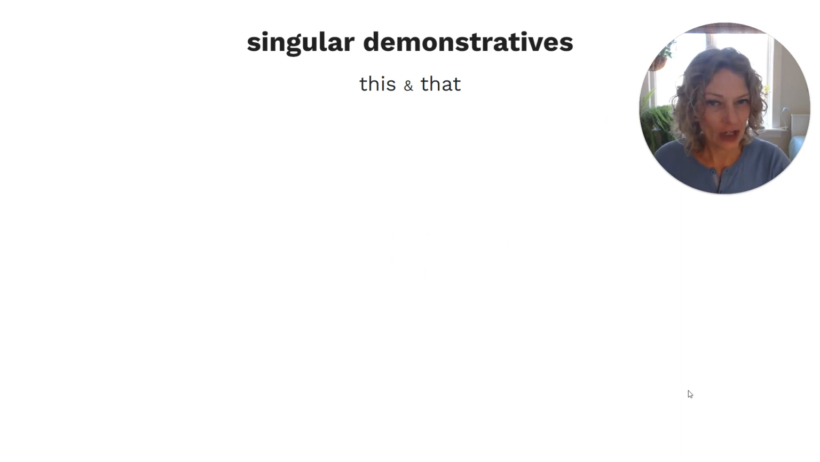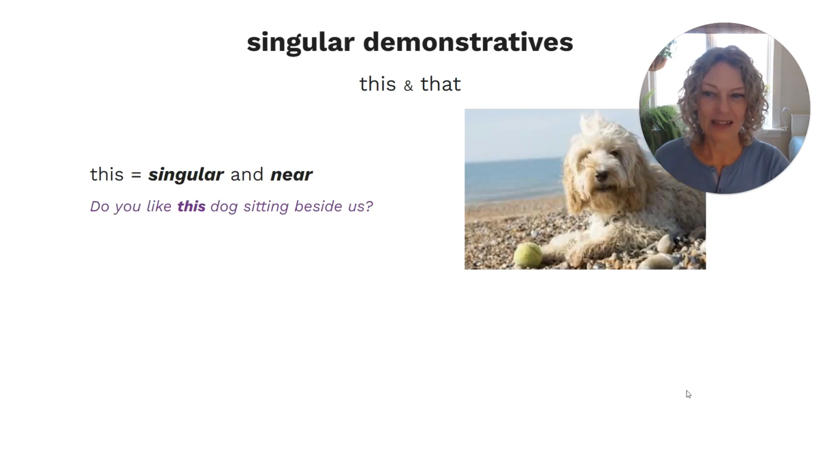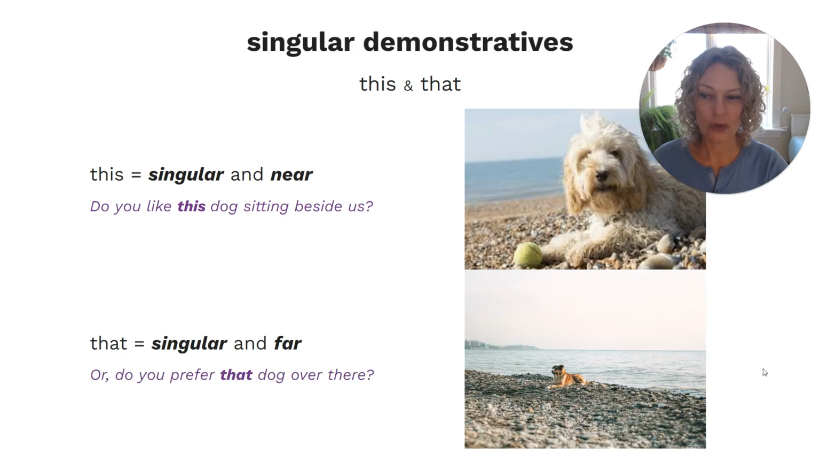Specifically, the singular demonstratives are this and that, as in, do you like this dog sitting beside us? So this means one noun, one dog. Say to you, do you prefer that dog over there? So you can see that dog is further away in the distance. And that is also singular, and it means singular and far away.